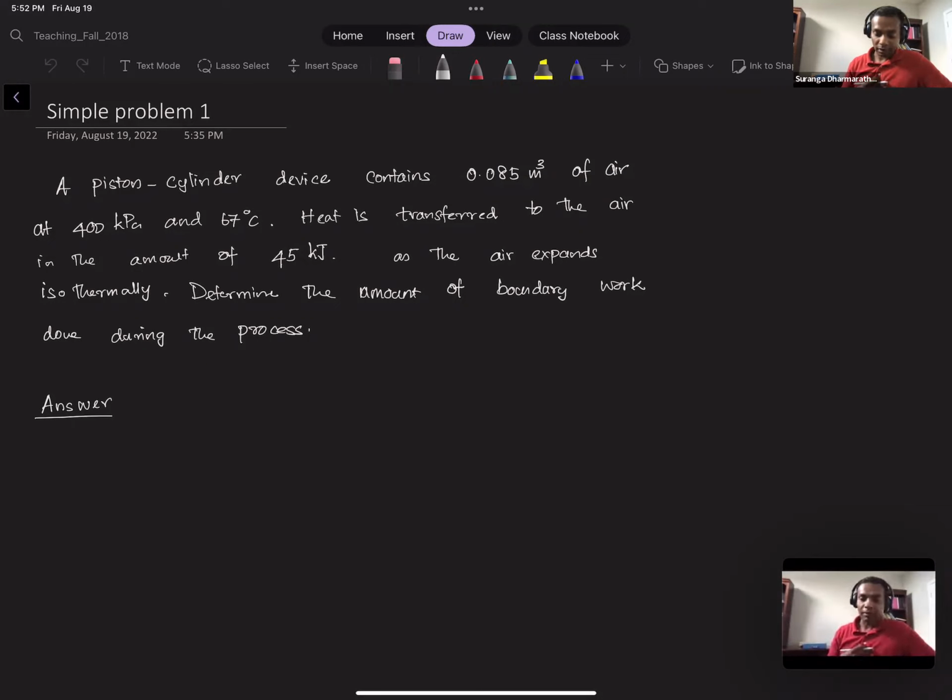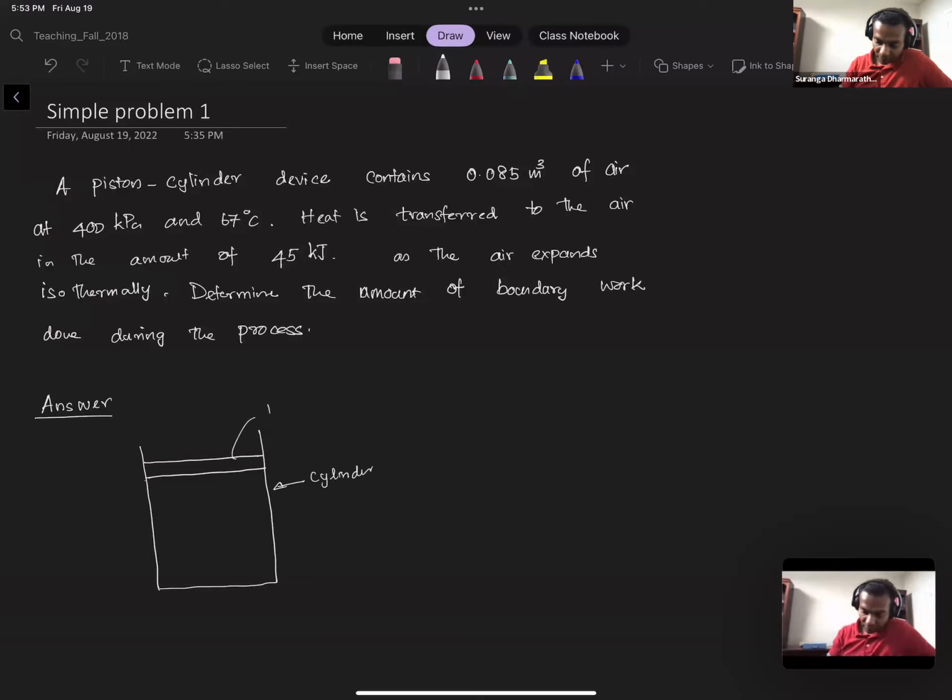Now, my first step is to draw a figure that represents the physics of the problem and also links all the data into the problem. So it gives us a visual aid for the problem. So I draw a piston cylinder device with a very simple piston and cylinder. This rectangular section is a cylinder, and this is the piston.